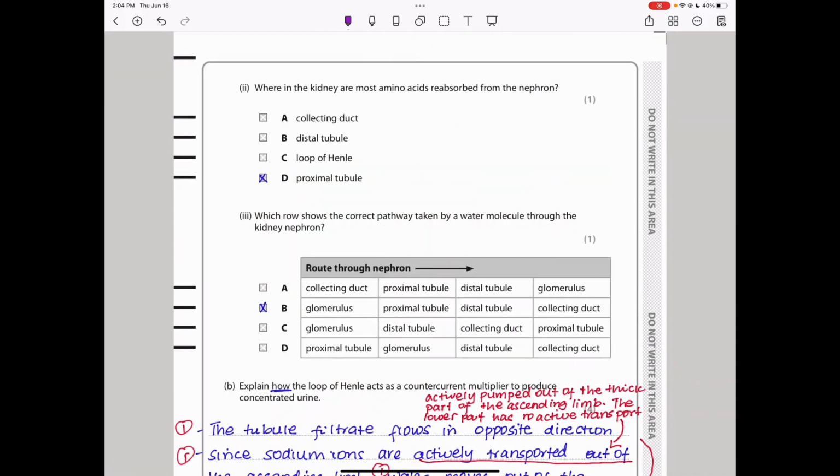I'll move on. So the next part says, where in the kidneys are most amino acids reabsorbed from the nephron? Of course, all amino acids are going to be reabsorbed in the proximal tubule, or the first coiled tubule. That is the correct one.